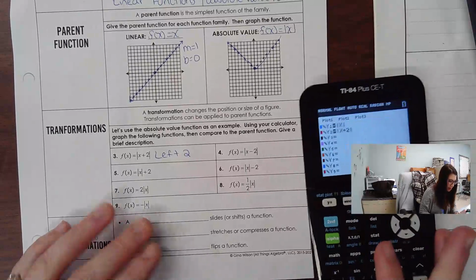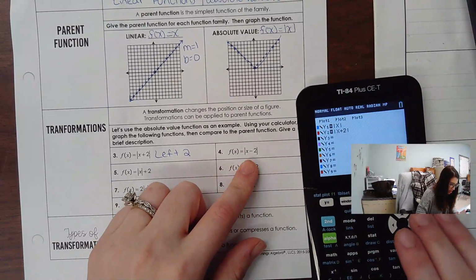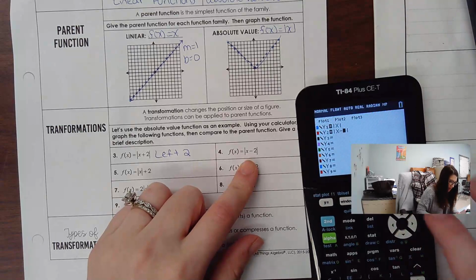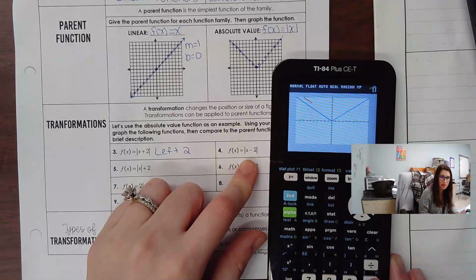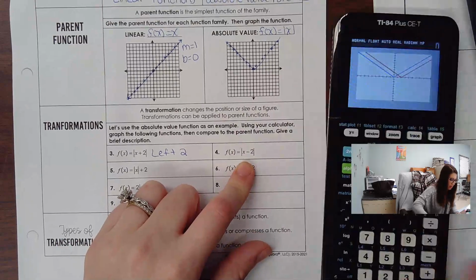We're going to go through again. Let's look at number 4, which is x minus 2. So I'm just going to change this to a minus. And let's see what happens. There's our original. So when it's minus 2, we go to the right 2.